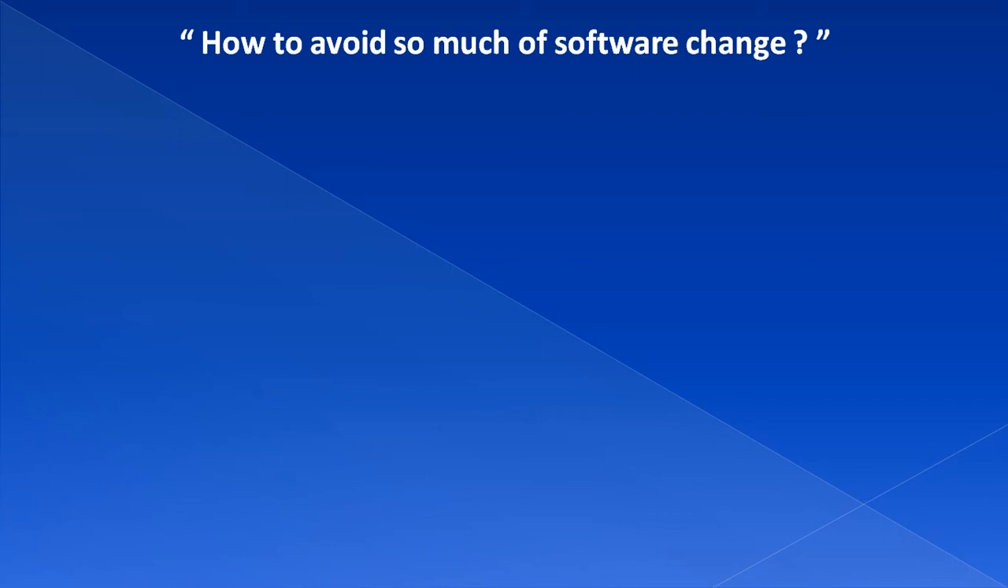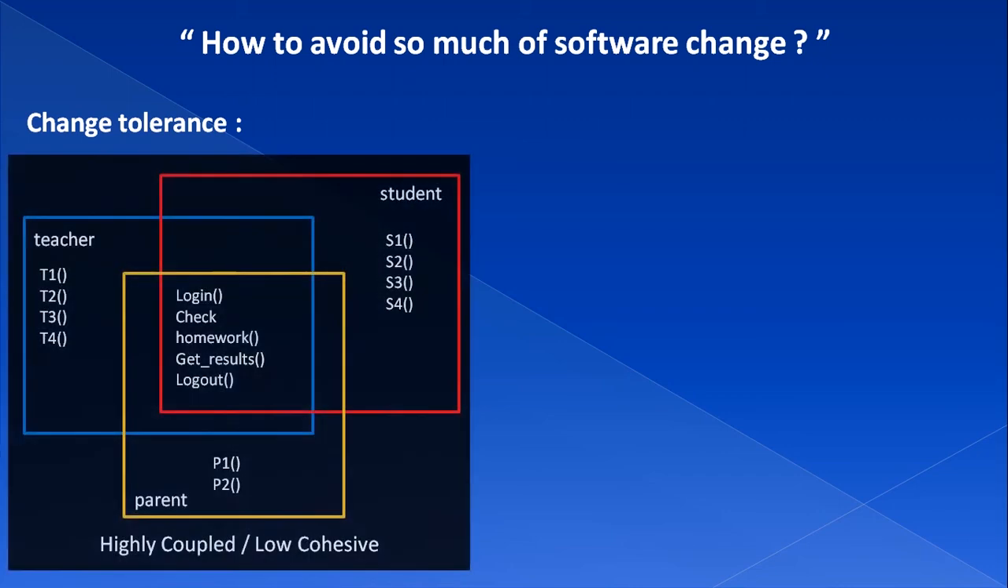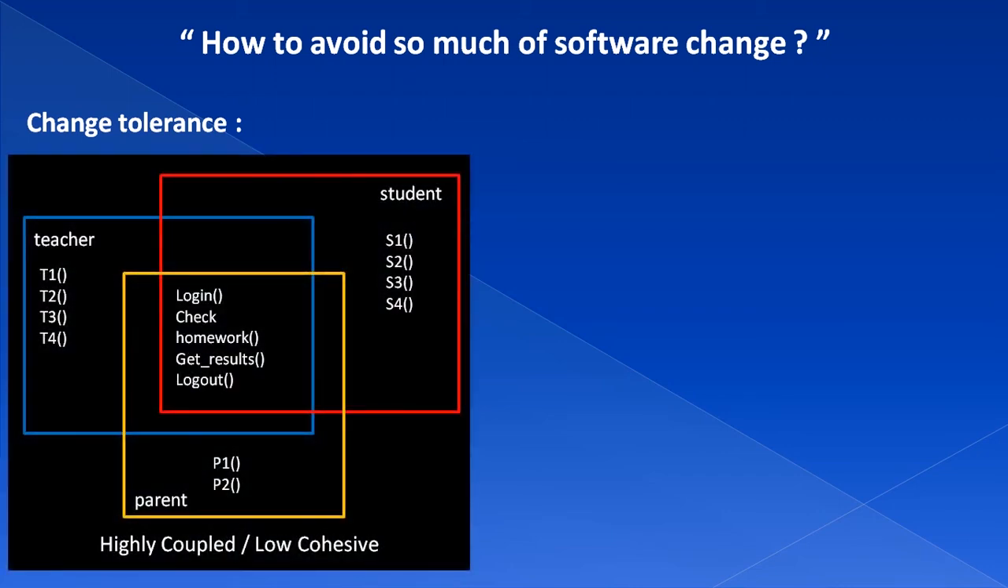The second point is, the first one is change anticipation, that is before the development, and during the development, that is change tolerance, right? You are going to develop the software tolerant to change. Now here, I have a school system with a student module, teacher module, and parent module. These three modules are interconnected and they have functions in common.